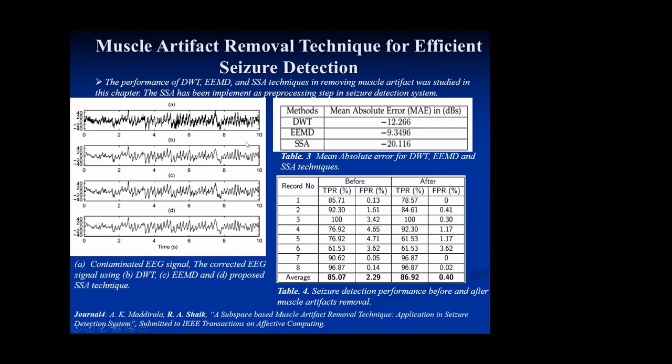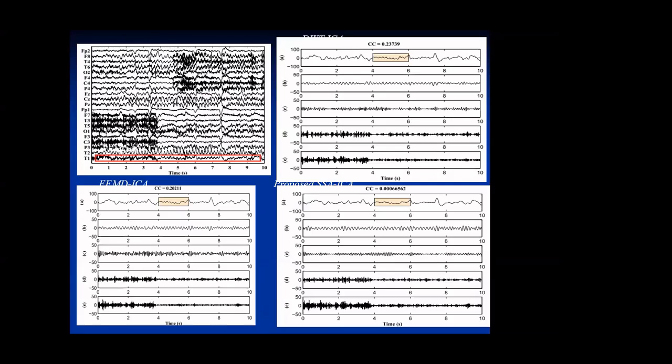There is a fourth work we have carried out, which is muscle artifact removal to detect the seizures. There are some results in a similar manner. This also we have submitted to IEEE Transactions on Affective Computing. So these are the four works that have been done by one of the research scholars. Based on these four works, he got the PhD degree. So this is about some studies on ECG and EEG. For ECG also I have some publications. You can refer to my website.